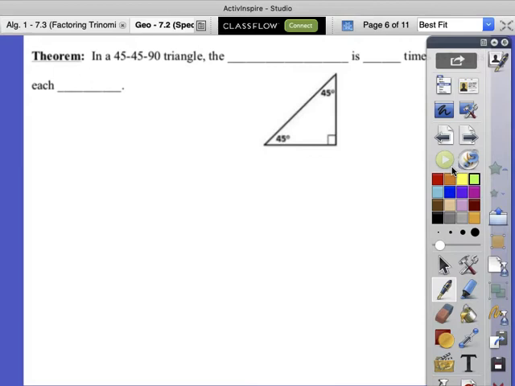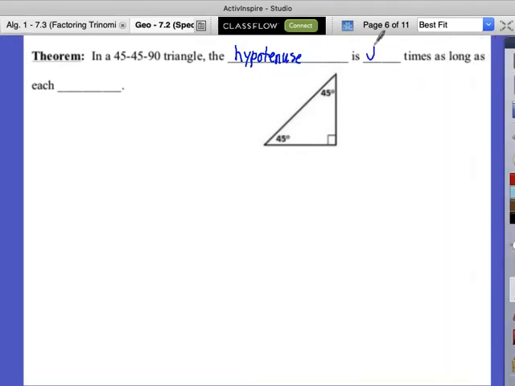So if we look right below this, we have this theorem. A 45, 45, 90 triangle, that's what we call it because of the angle measures. Okay, so it's a special type of right triangle. The hypotenuse, the longest side opposite the right angle, is always going to be square root 2 times as long as each leg. The legs are the same length, and the hypotenuse will always be square root 2 times as long. So if you take your leg length and you multiply by the square root of 2, you will always get the hypotenuse.